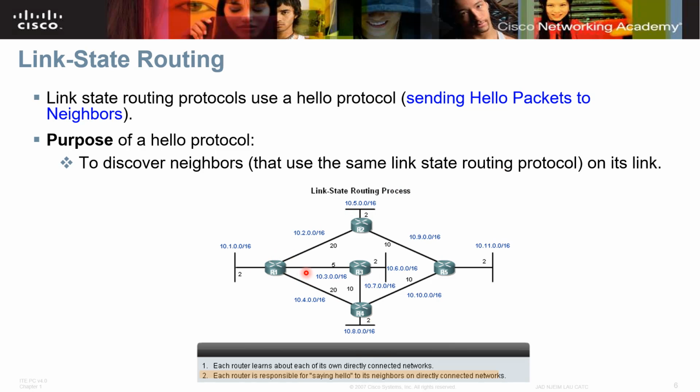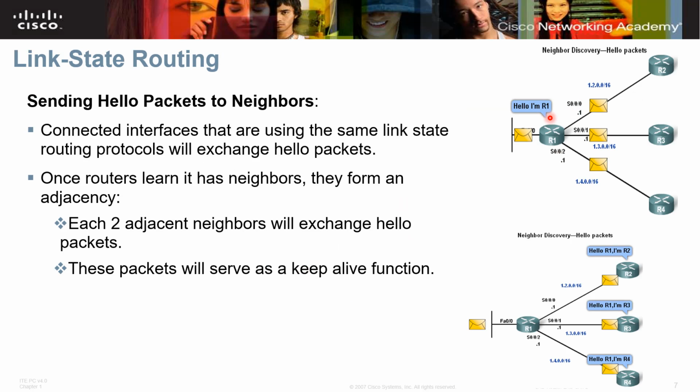At the beginning, R1 will send a hello packet, "Hello, I am R1," and will send it to R2, R3, R4. Then R2 will reply, "Hello R1, I am R2." R3 will reply, "Hello R1, I am R3." R4 sends back, "Hello R1, I am R4." So by exchanging these hello packets, R1 will make sure that its neighbors are R2, R3, and R4 and all of them are still alive. That is the hello packet at the beginning. So connected interfaces using the same link state routing protocol will exchange hello packets at the beginning.